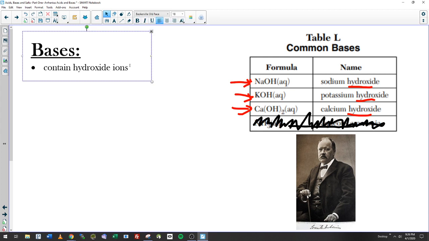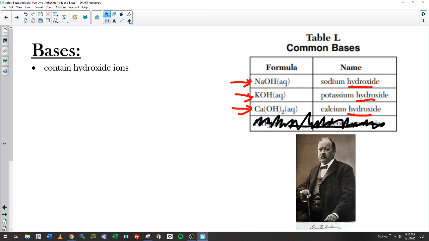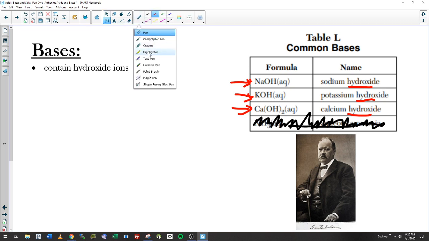Okay, so they have to contain hydroxide ions. Now, the next thing that hopefully you're picking up on is that not only do they have hydroxides, but if you start taking a look at what else we have here, we have something like sodium. We have something like potassium. We have something like calcium.